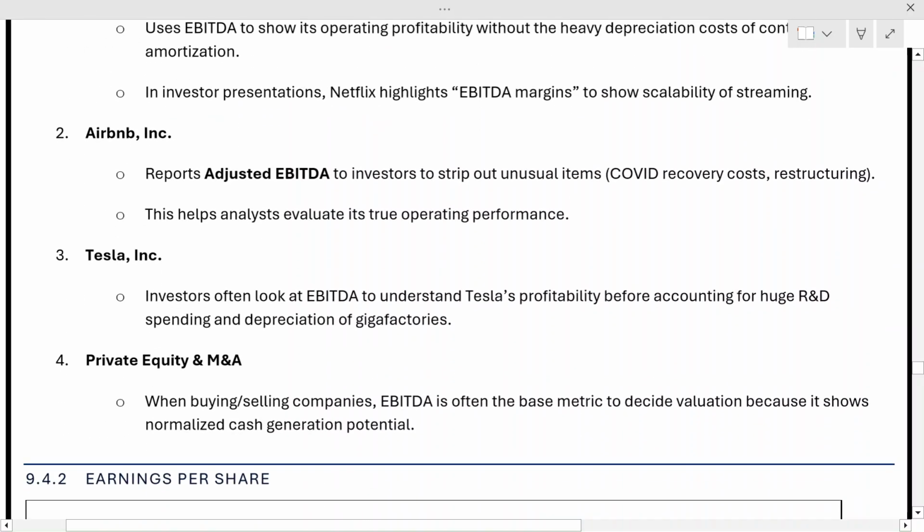If we see Airbnb, they report adjusted EBITDA to investors to strip out unusual items like COVID recovery and restructuring. Because what happens is, due to COVID, EBITDA was showing very low. Why? Because no one was renting out these Airbnbs. If that situation was there, then people report adjusted EBITDA to show the realistic picture which will happen throughout the period after COVID has gone. So some items are adjusted here if needed. This helps analysts evaluate its true operating performance.